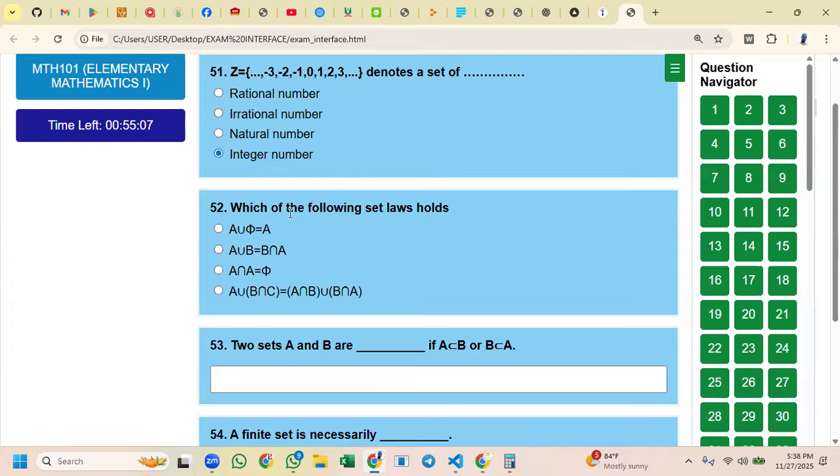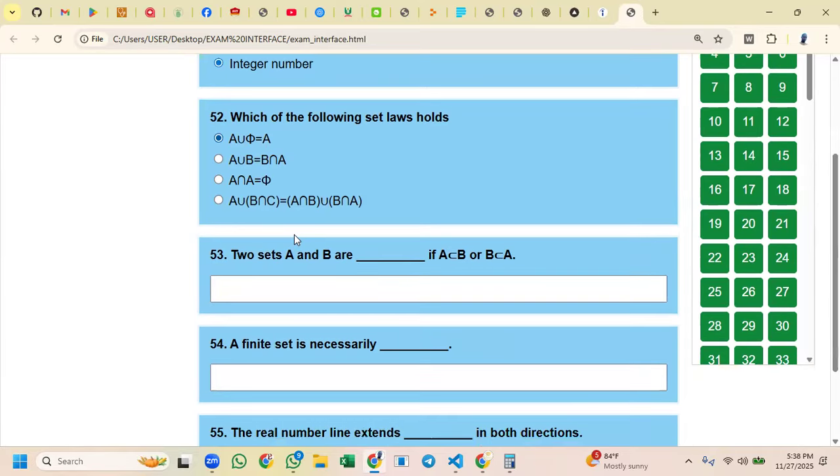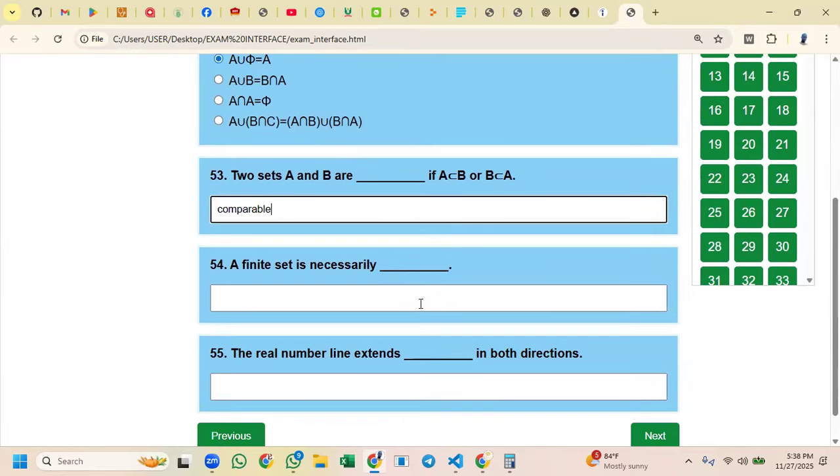Which of the following set laws holds? These are set laws, but which one of them is true? The only one that is true here is A. A union empty set is equal to A, which means when you join A to empty set, you will still get A. Two sets A and B are comparable if A belongs to B or B belongs to A. If you remember under operations of set, if we have this kind of situation, then the two sets are comparable.